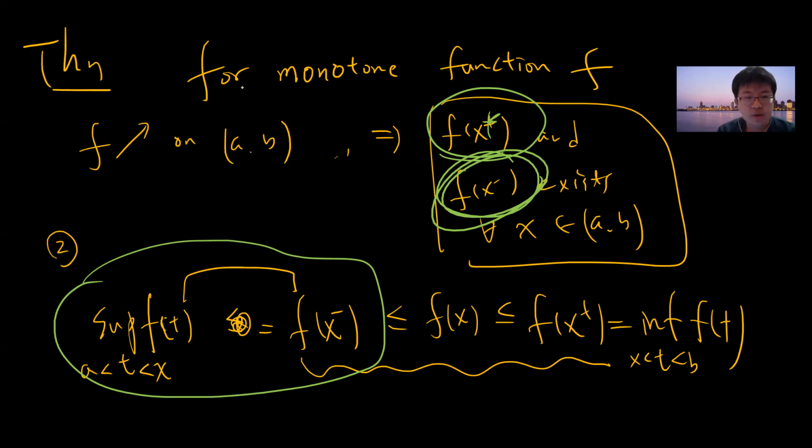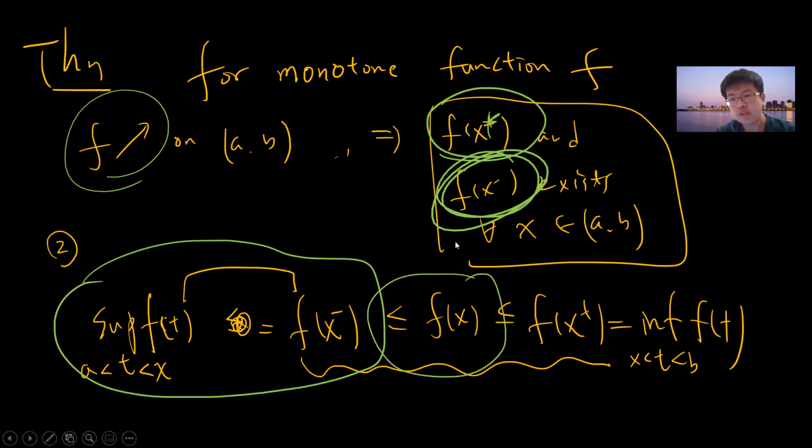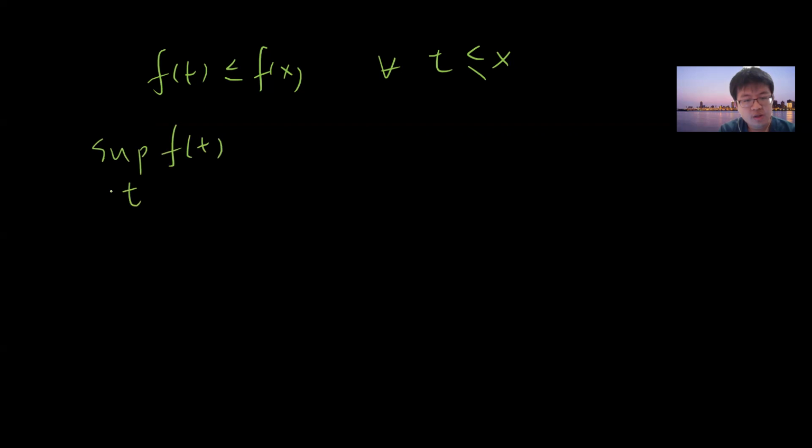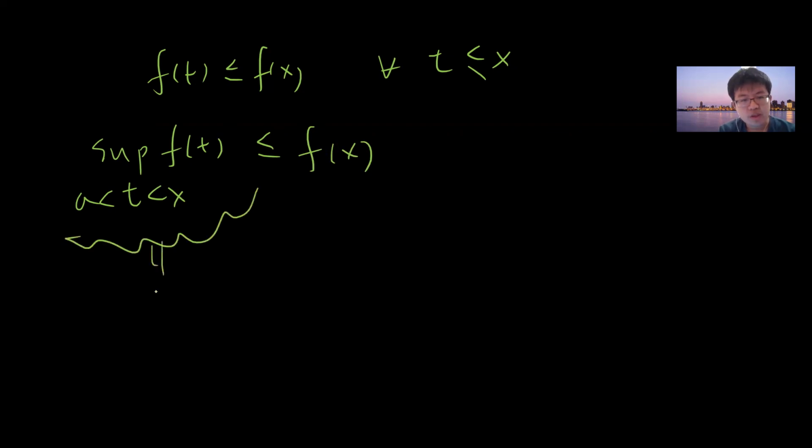Okay, so obviously f is increasing, right? So this sup of f(t) for a less than t less than x will obviously be less or equal to f(x), right? So you know that f(t) is less or equal to f(x) for all t less than x. If you take the supremum, you get the supremum over t in (a, x), which will be less or equal to f(x), obviously. But the remaining part is to prove that this is f(x minus). So I need to first show that f(x minus) exists.